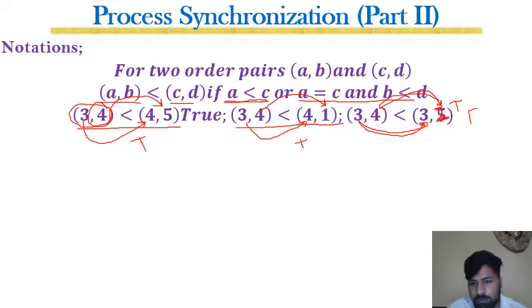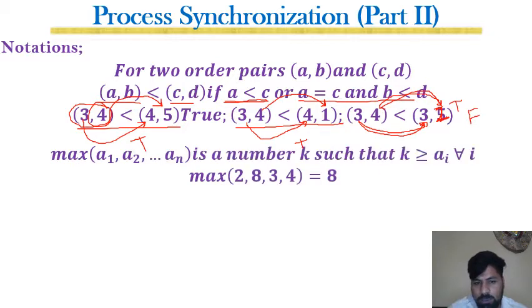And the second notation that will be used in this algorithm is the maximum function. So maximum is a function over a list, and it returns the maximum value available in the list. For example, the maximum of 2, 8, 3, and 4. If the maximum function is used over this list, then it will return 8. It means simply that it finds the largest element in the list.